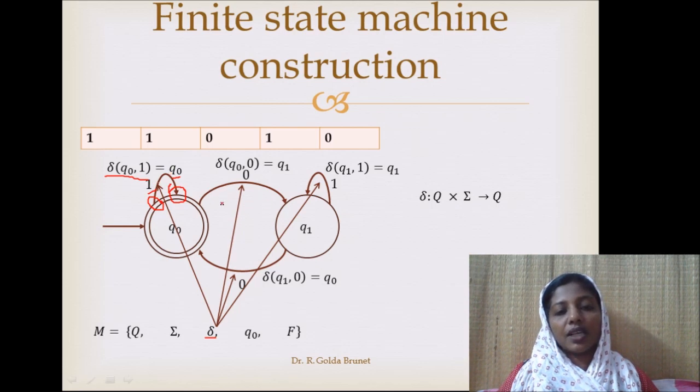And similarly, this edge, if you see, we start from Q naught. Upon the input 0, I go to Q1. So similarly, we can write all the transitions.